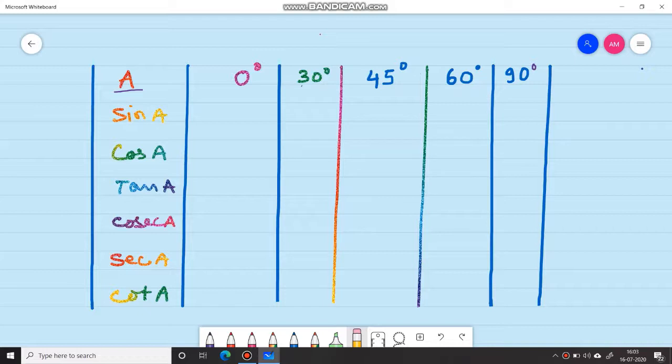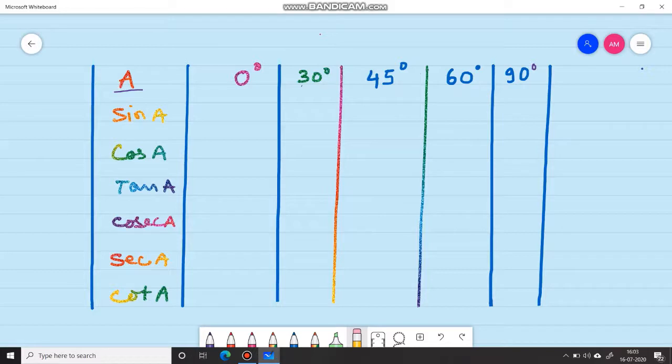In this part, we shall learn about the trigonometric ratios of standard angles. Let us see how we can find out the values of sine, cos, tan, cosec, cot and sec for 0 degree, 30 degree, 45 degree, 60 degree and 90 degree.